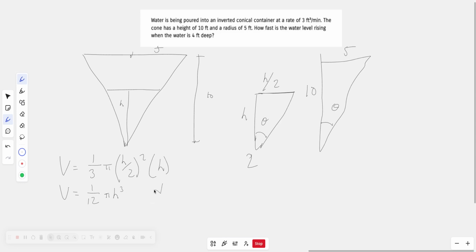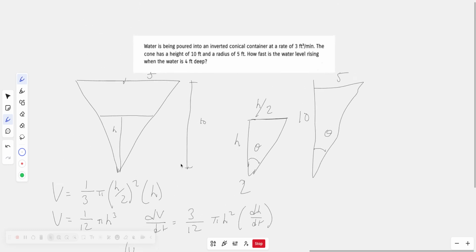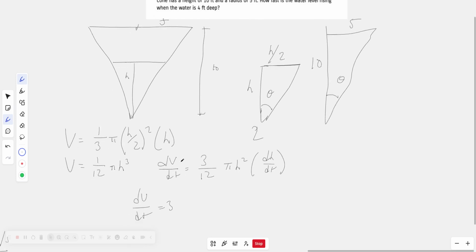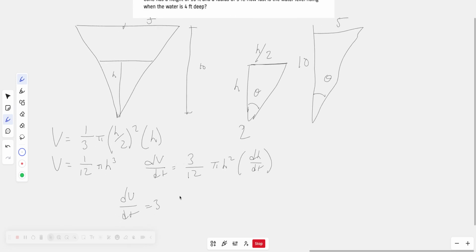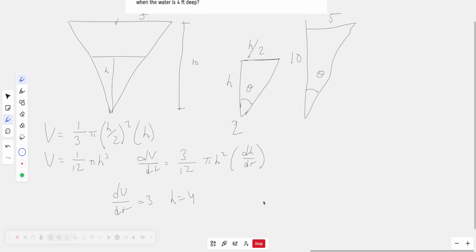And then we can differentiate and we get dv over dt is equal to 3 over 12 pi h squared times dh over dt. And we know dv over dt is equal to 3 because that's how fast the water is being poured into the container. That's how our volume is changing. And then h is going to be 4 because it's asking for how fast the water level is rising when the water is 4 feet deep. And then we can plug all this in and solve.